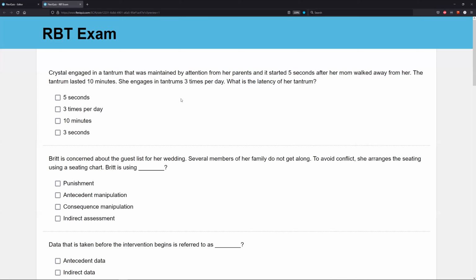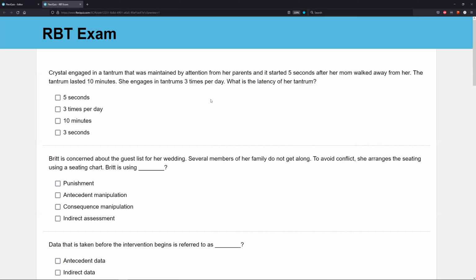So her engaging in tantrums 3 times per day, what is that? That will be frequency, right? That is simply the count of how many tantrums she has. The tantrum lasting 10 minutes is what? Duration, the total time that a response happens or occurs is duration. So that leaves us with what? That leaves us with after her parents walked away, or after her mom walks away, the tantrum starts 5 seconds later. That would be the latency.